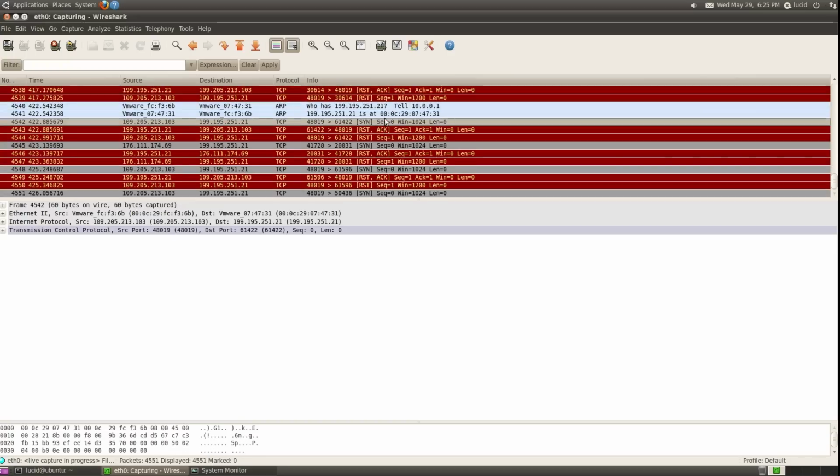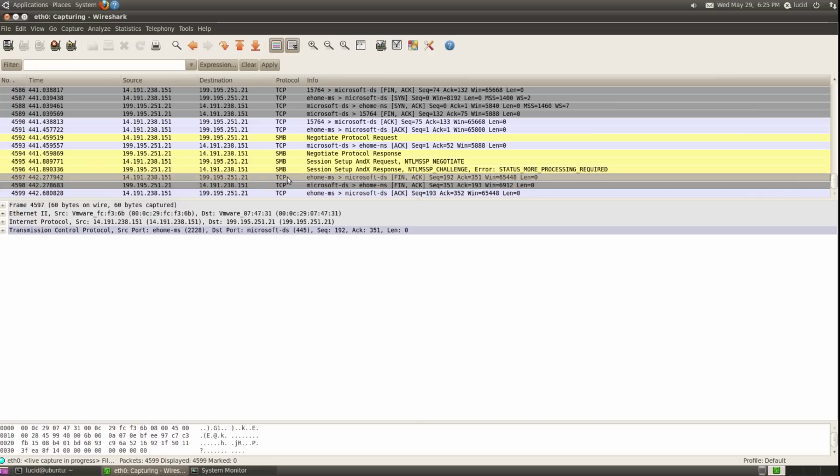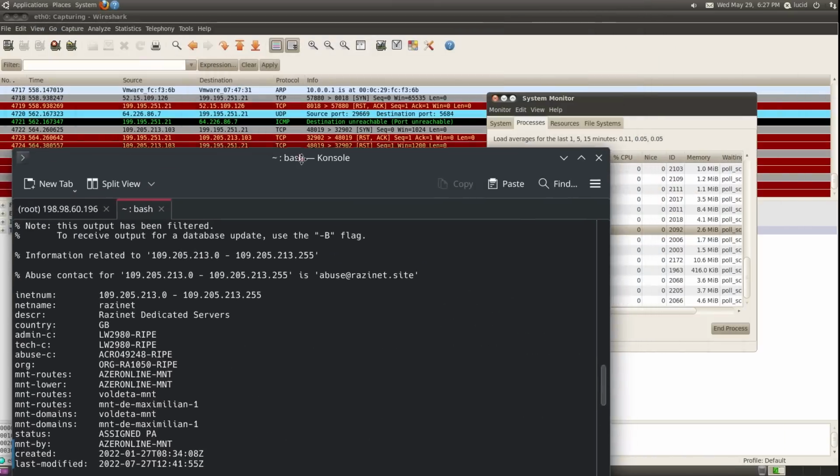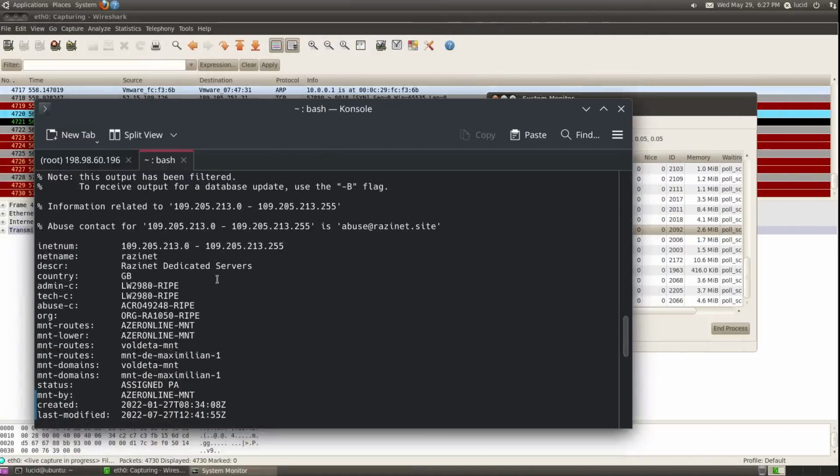And we can also always look at the ports. Okay. More attempts over the SMB port. One server that's paying us a lot of attention seems to just be someone's dedicated server.